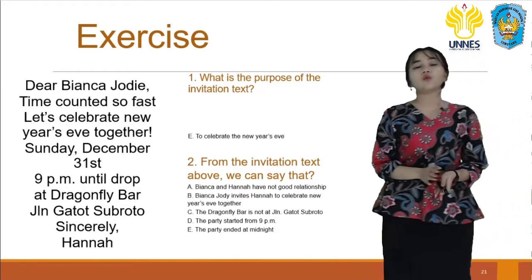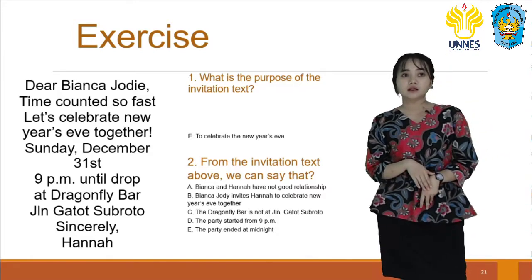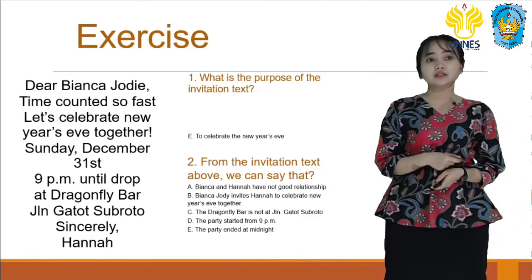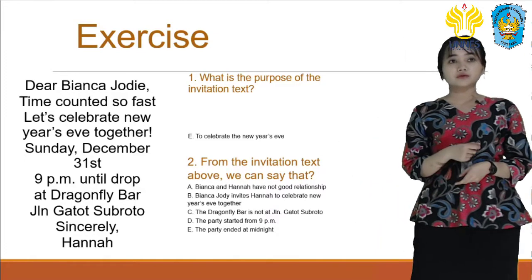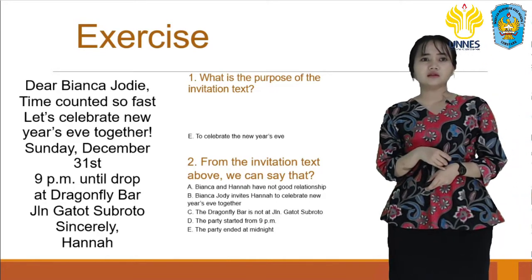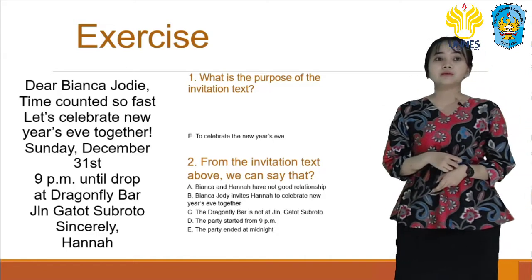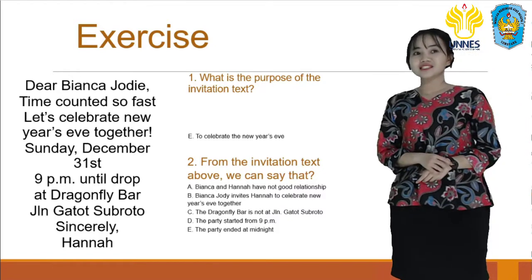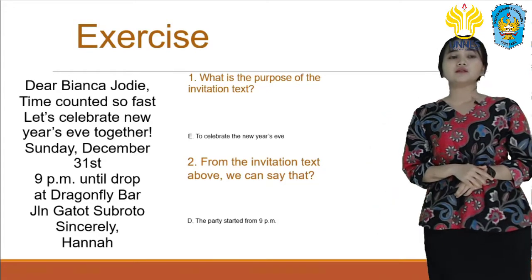Now for number 2, what is true from the invitation text above? We can say that A, Bianca and Hannah have not good relationship. B, Bianca Judy invites Hannah to celebrate New Year's Eve together. Or C, the Dragonfly bar is not at Jalan Gatot Subroto. D, the party started from 9 p.m. Or E, the party ended at midnight. So what is the answer? Yep, that's right, it's D, the party started from 9 p.m.